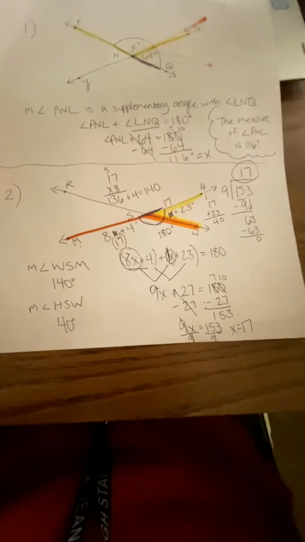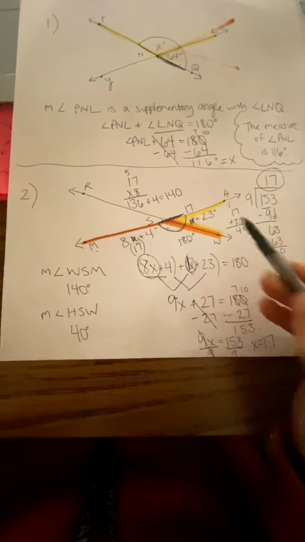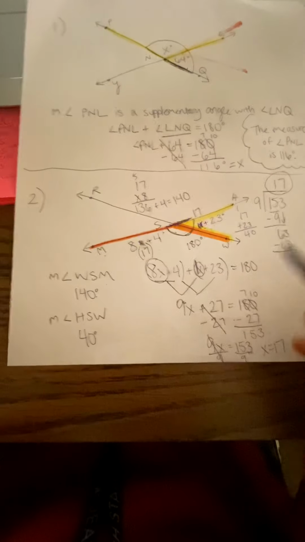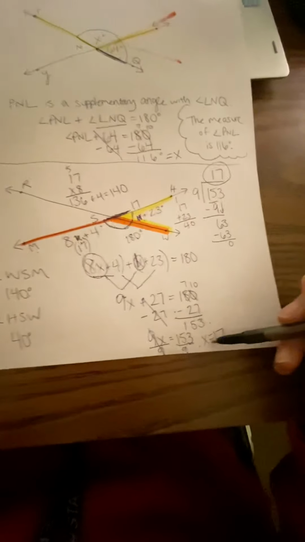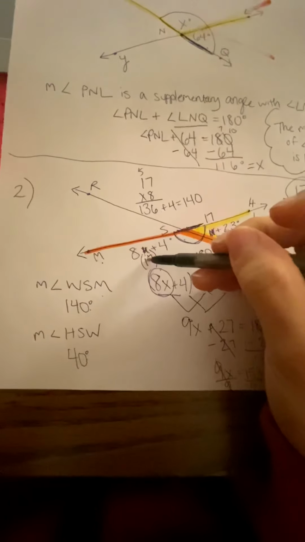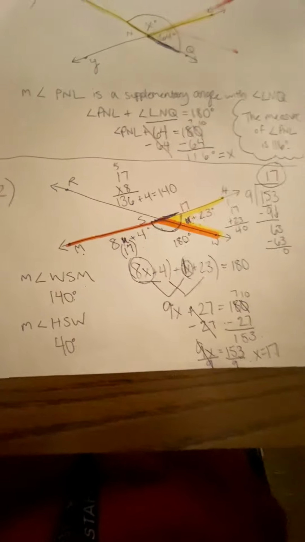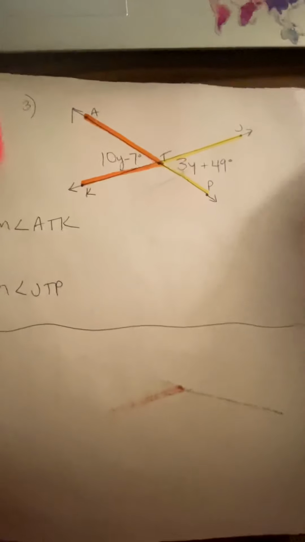All right, so to summarize everything, we put these two together to create a 180, solved the equation. We found that x was 17, and then we took the value of x and substituted and solved these two expressions to find our angle measures. So whenever we do geometry, we also do quite a bit of algebra.